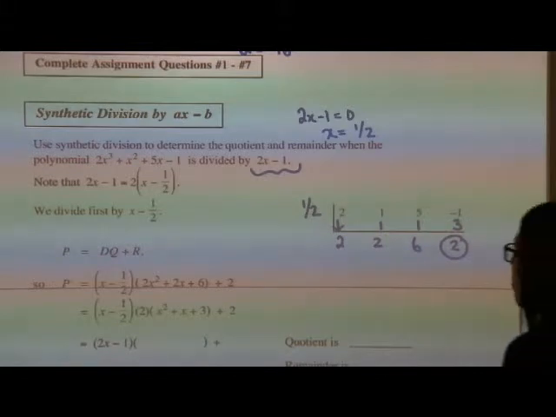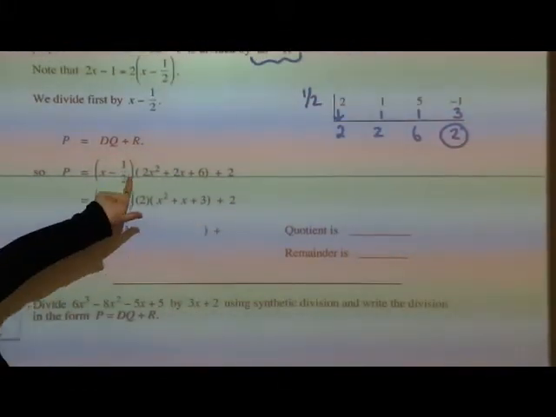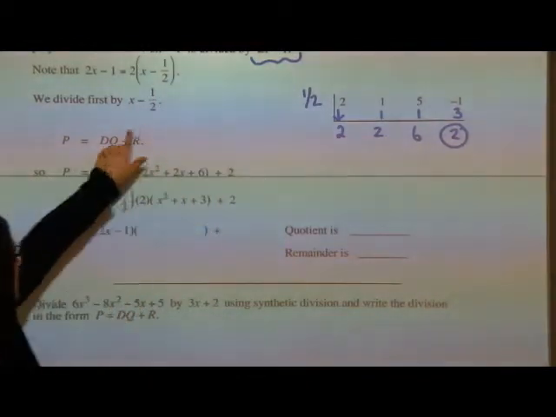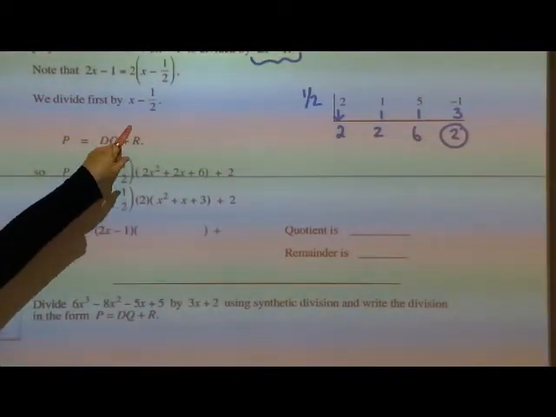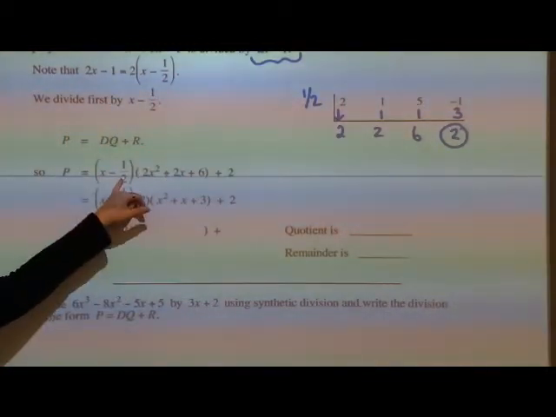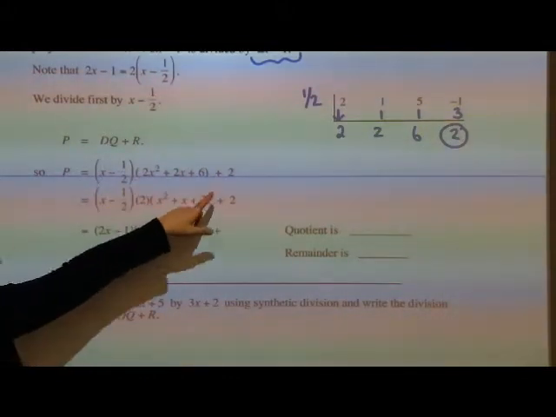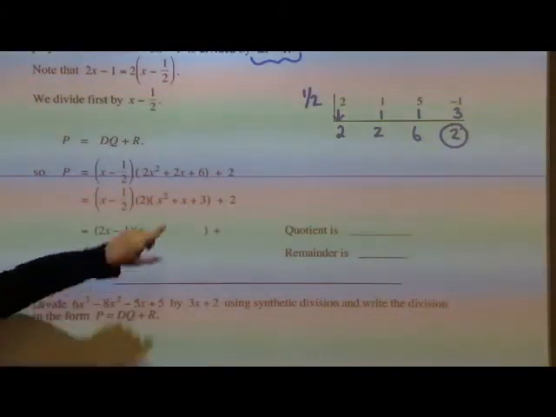So now when I look at this, I have this statement right here. My divisor is not the 2x minus 1 anymore. I'm going to leave my divisor as x minus 1/2. Then I've got my quotient, and then I've got my remainder.